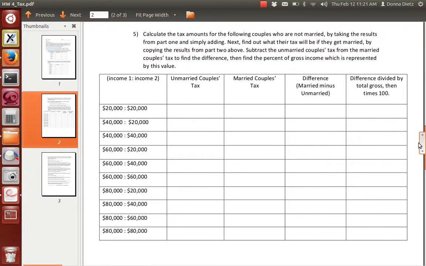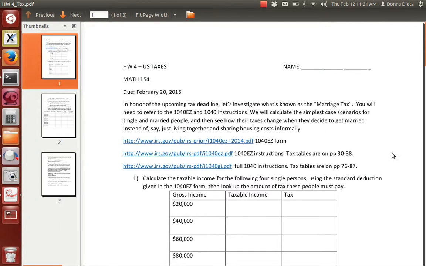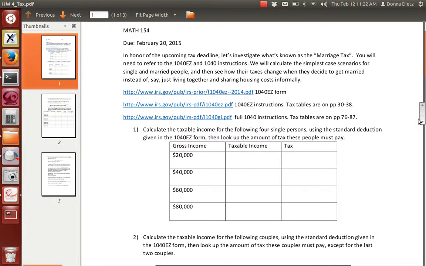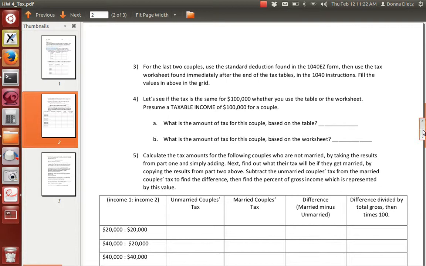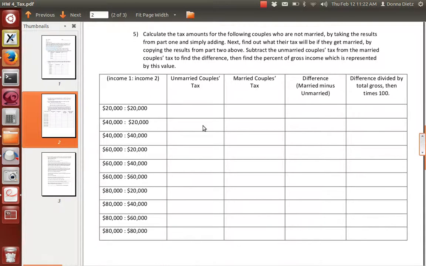Then calculate the tax amounts for the following couples who are not married, and then what happens if they get married. So what you're going to do is you're literally going to go to your grid up above and calculate if these guys are not married. So somebody, let's say, who's making 40,000 and somebody who's making 60,000, they are living together, but they're not married. So you just take their tax from here and here and you simply add them together. Okay, you just add those numbers. And so you do all the various combinations and you just add them up and put them in that column.